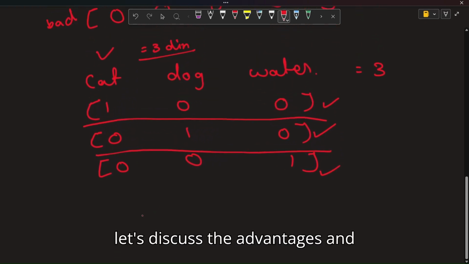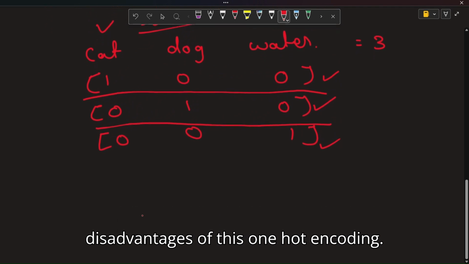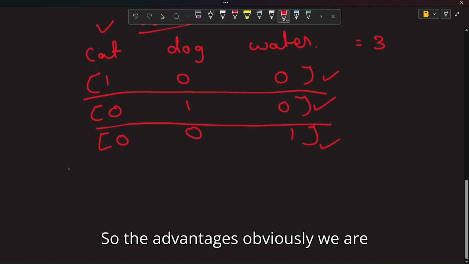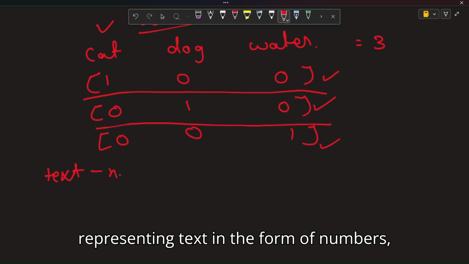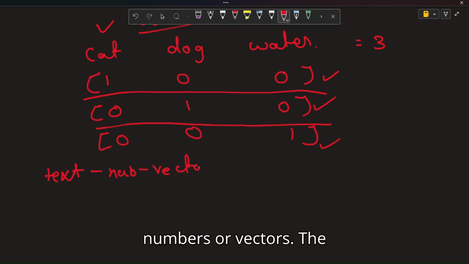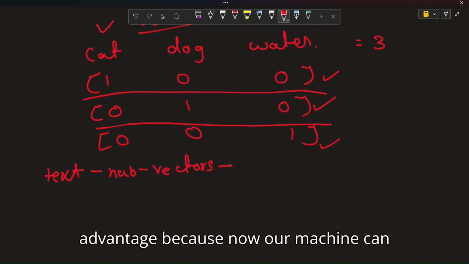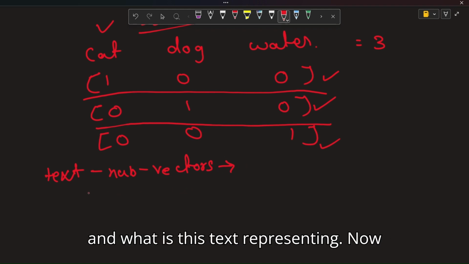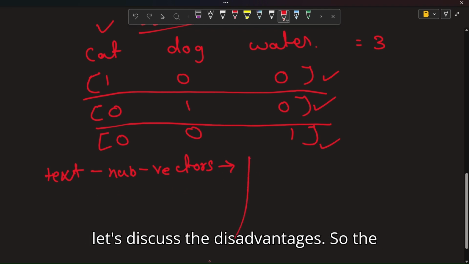Now let's discuss the advantages and disadvantages of this one-hot encoding. The advantage, obviously, is that we are representing text in the form of numbers or vectors. Because of this, our machine can understand what we are trying to say and what this text is representing. Now let's discuss the disadvantages.